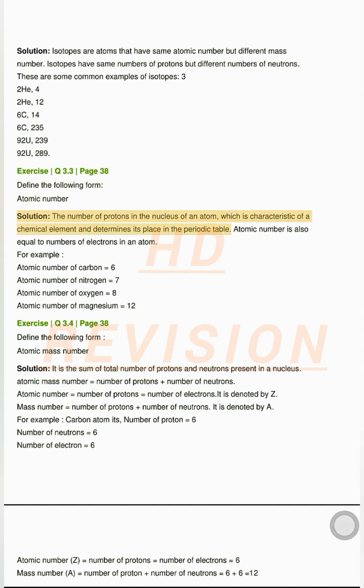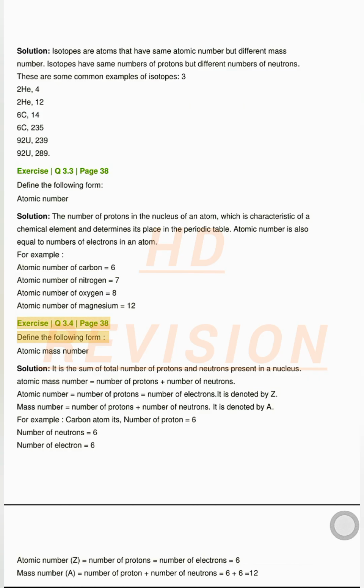Exercise Q 3.3, page 38: Define the following term. Atomic number. Solution: The number of protons in the nucleus of an atom, which is characteristic of a chemical element and determines its place in the periodic table. Atomic number is also equal to the number of electrons in an atom. For example, the atomic number of carbon equals 6, nitrogen equals 7, oxygen equals 8, and magnesium equals 12.